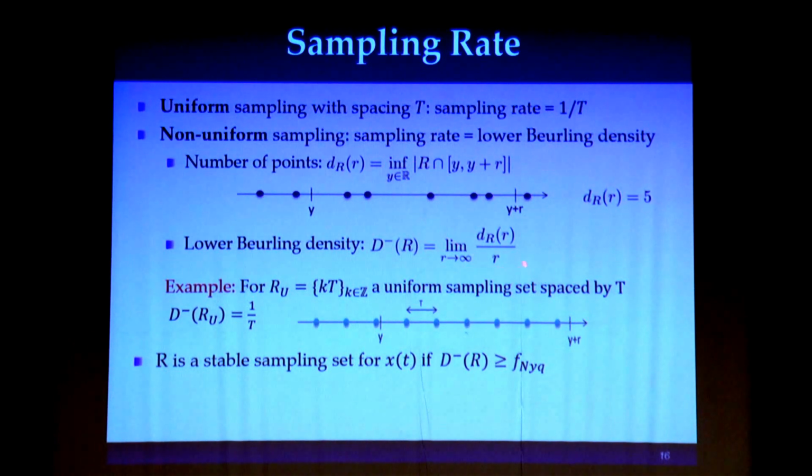So the lower Beurling density basically takes the number of samples that we have in a certain interval and divides by the length of the interval, which is the average density of our sampling. And if we go back, for example, to uniform sampling, we see that the lower Beurling density of a uniform sampling set is 1 over T, which gets us back to the sampling rate. So the lower Beurling density will be our sampling rate for non-uniform sampling. And we know that a set is stable if its lower Beurling density is above the Nyquist rate. This is true when I want to recover the signal.